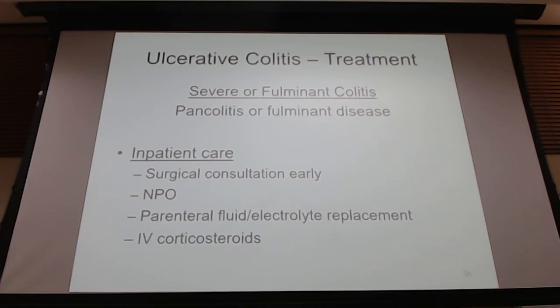If we get to severe fulminant disease, in the realm where it's similar to toxic megacolon, then we are in a pancolitis fulminant disease category. That person needs to be coming in. They put them NPO and get a surgical consultation. They're probably going to have to have some part of their large intestine surgically removed. There's a risk of abscess, perforation, those types of things. That fulminant disease can quickly progress to sepsis.